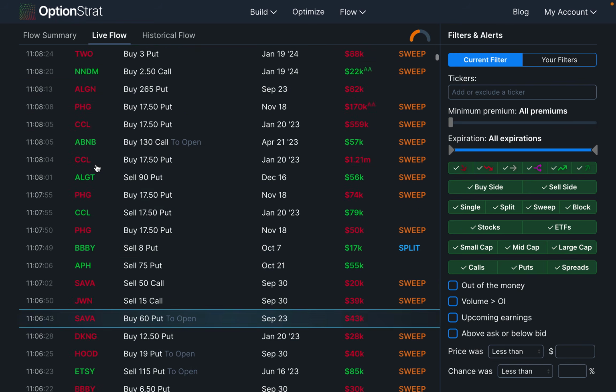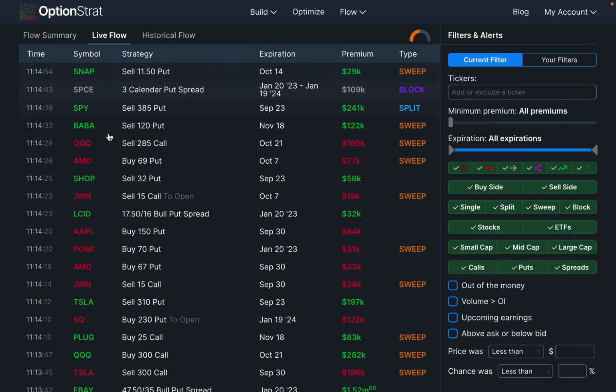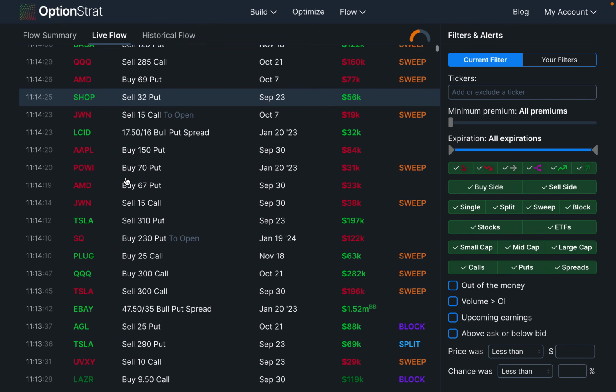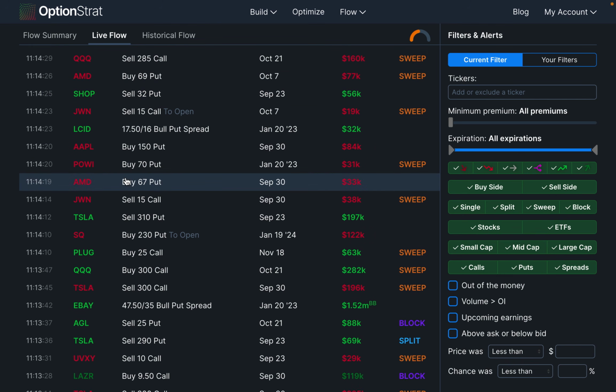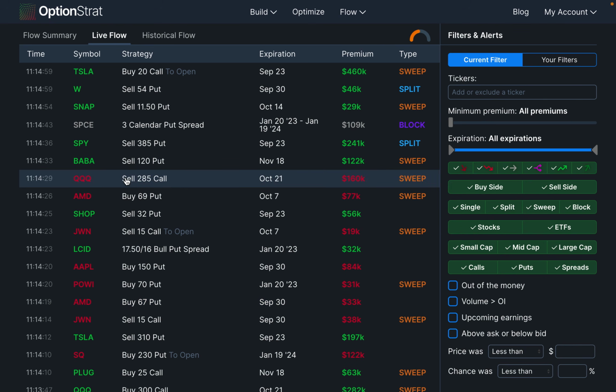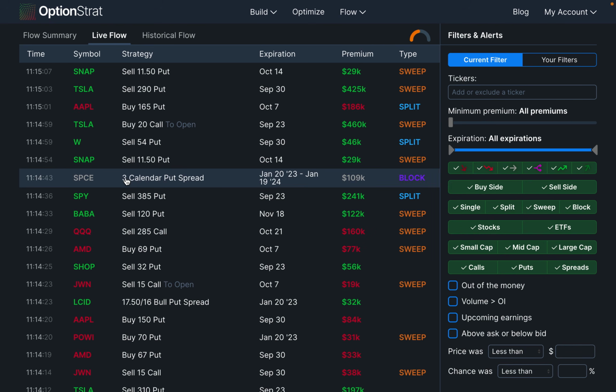So that's how you identify different trades just based on the color. For example, here we have another white one, right? That's a neutral strategy. And so that's how you identify that very quickly. Now, let's take a look at the next thing. So let's identify types here.